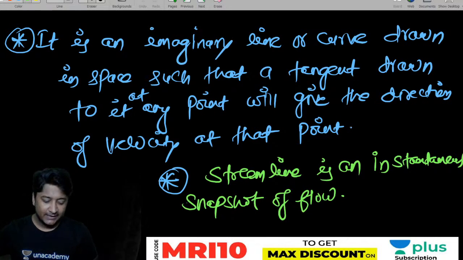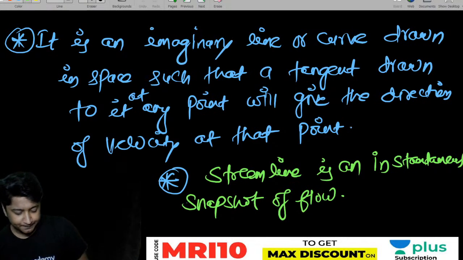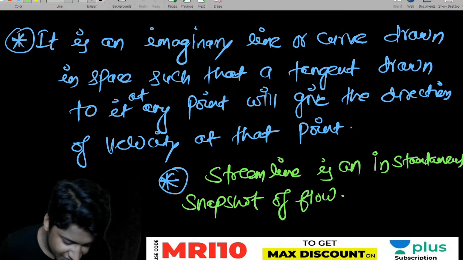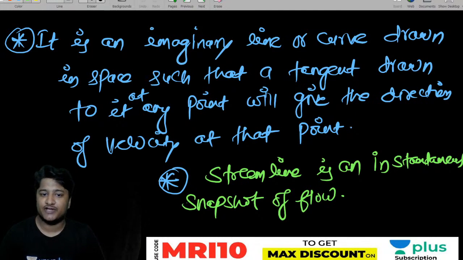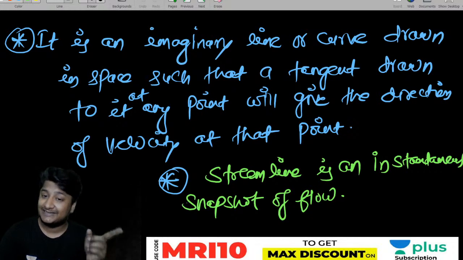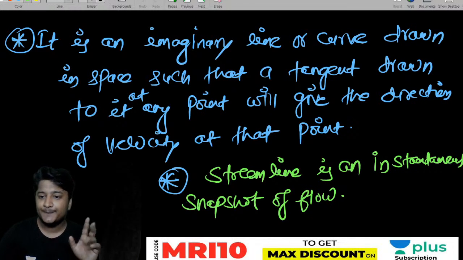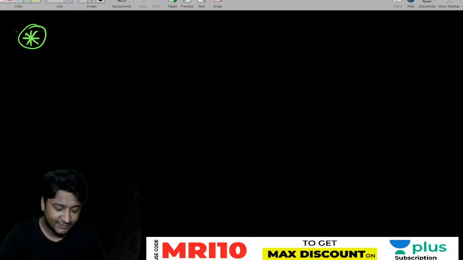Aman, please read the definition once. Your doubt will get cleared at once. It is an imaginary line or curve drawn in a space such that a tangent drawn to it at any point will give the direction of velocity at that point itself. Second point, what I told you, is that a streamline is nothing but an instantaneous snapshot of flow. Next point.